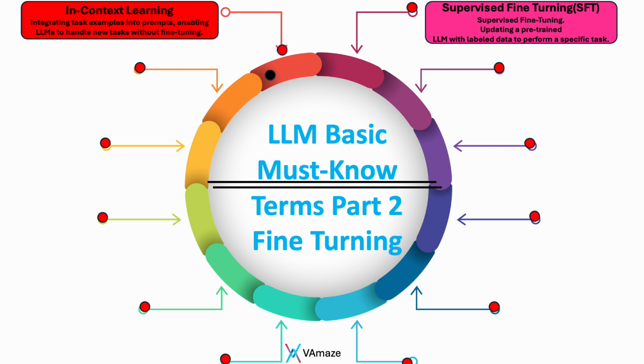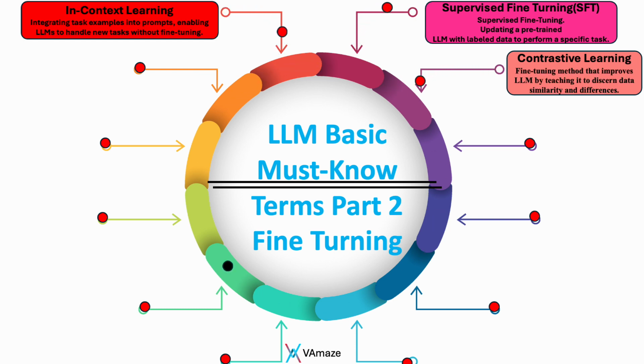The next one is contrastive learning. Contrastive learning is a fine-tuning method that improves an LLM by teaching it to discern similarities and differences within data. By comparing and contrasting data points, the model learns to better differentiate between various inputs, enhancing its understanding and performance.